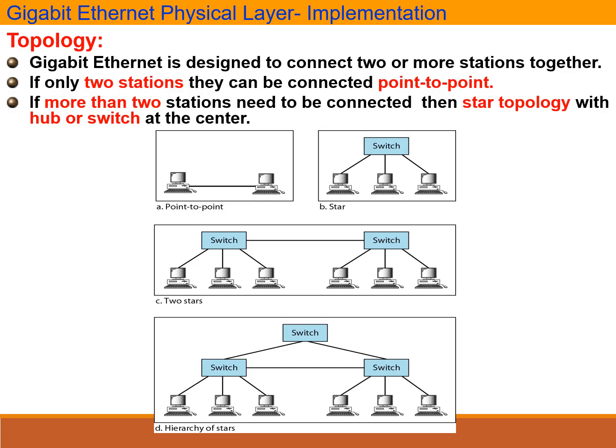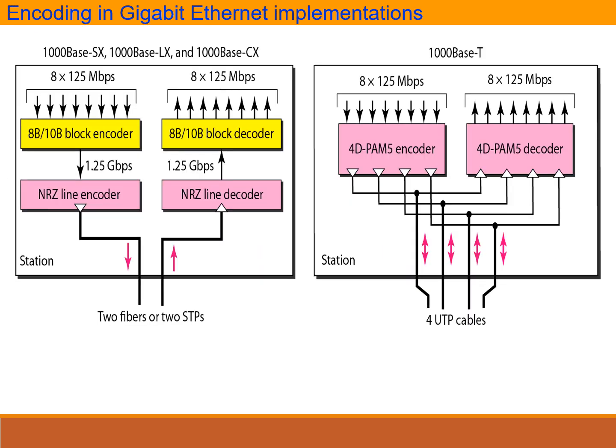And the next one is topology. The gigabit Ethernet physical layer we are going to implement with the help of topology only. So we are having a star topology, which means with the help of a switch only we can connect the nodes here. So without a switch we can't connect the nodes. So that is the criterion we are going to use for implementation.